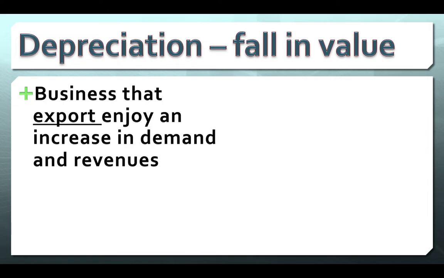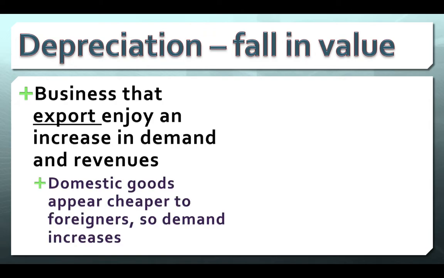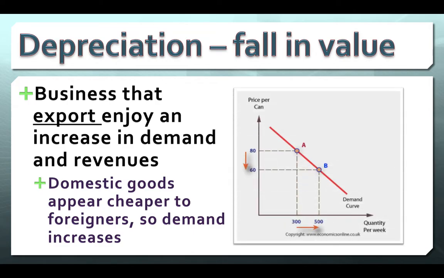So we can then surmise that if we have a depreciation, a fall in value of the domestic currency, the home currency, businesses that export, like the British car manufacturer we just used as an example, can see an increase in their demand, an increase in their sales and an increase in their revenue. We don't know about the profit because we don't know what effect that's having on their costs, but we can definitely make the assumption that revenues would increase, because domestic goods appear cheaper to foreigners, so demand would increase.